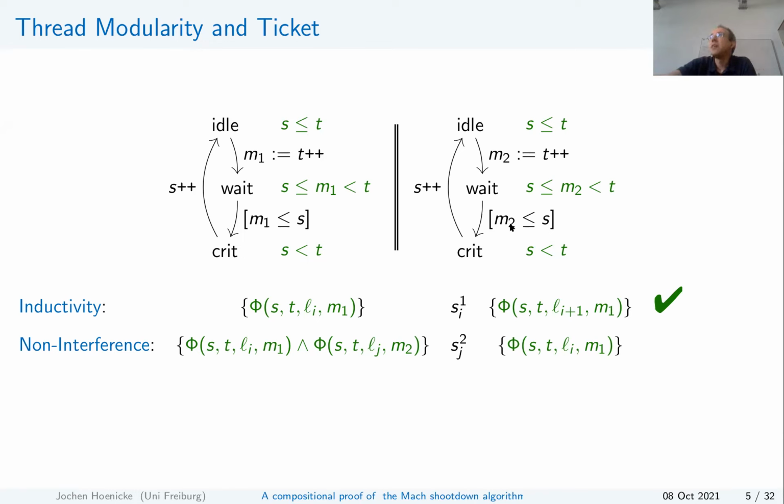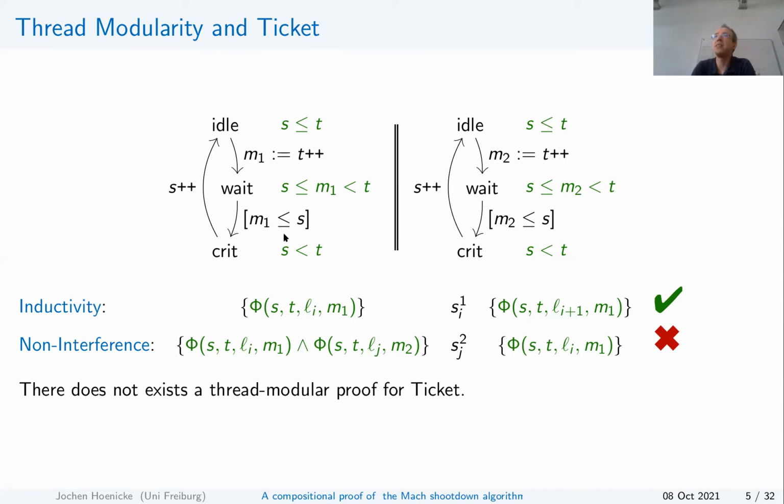This second statement where we wait is also okay, but the third statement where we increase S may be problematic. And in fact, we cannot show that non-interference holds, for example, for S smaller T. If both are in the critical section, which we cannot exclude from the invariant, and the third thread executes S++, it would invalidate the invariant of the first thread. So this basically answers your question, can we always do it? In this case, it doesn't work.